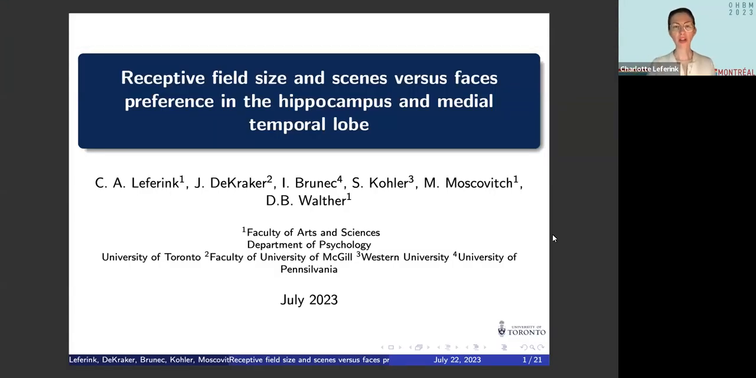So the title of this talk is Receptive Field Size and Scene versus Phase Preference in the Hippocampus and Medial-Temporal Lobe. The authors are Charlotte Leferink, Jordan Cracker, Eva Brunig, Stefan Kohler, Morris Moskovich, and Dirk Bernhard Walter.